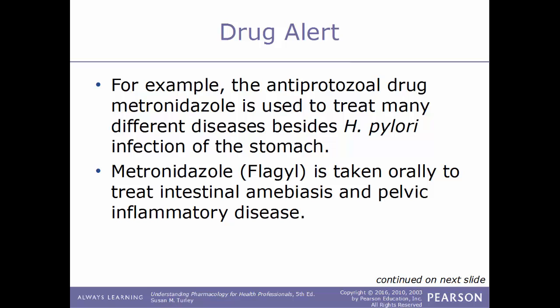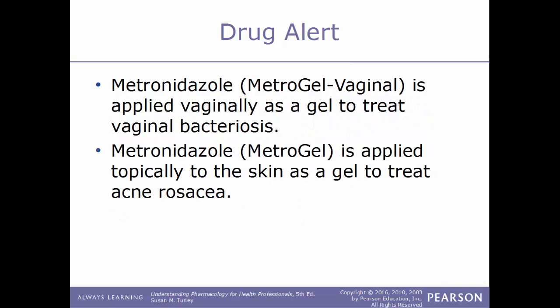Now, this drug is taken orally to treat infections of amoebas, which is called intestinal amoebiasis. It's also used to treat pelvic inflammatory disease. Now, the drug Metrogel vaginal is applied vaginally as a gel to treat vaginal bacteriosis, and Metrogel is applied topically to the skin as a gel to treat acne rosacea. So even though it's easy to associate one drug with one therapeutic effect, it's important to remember one drug can have any number of effects on different parts of the body.